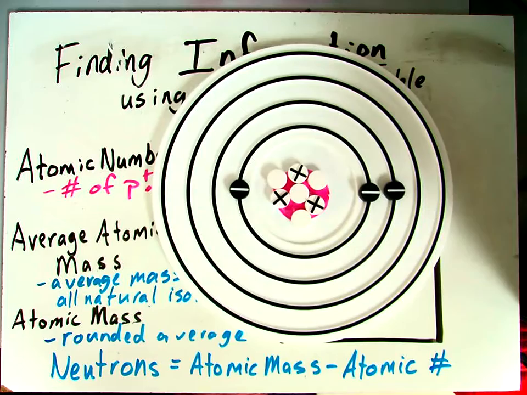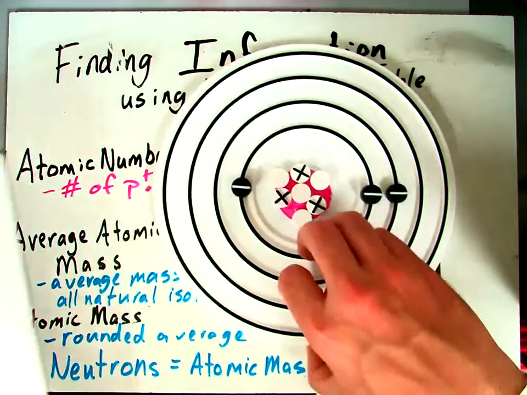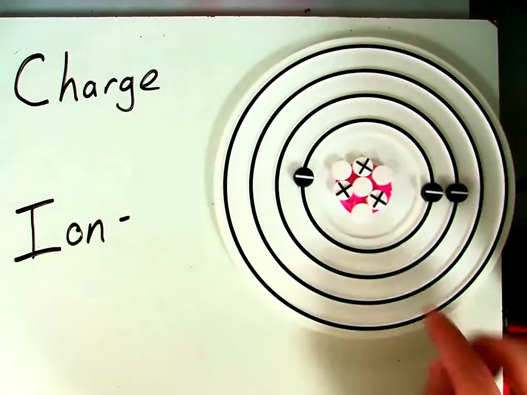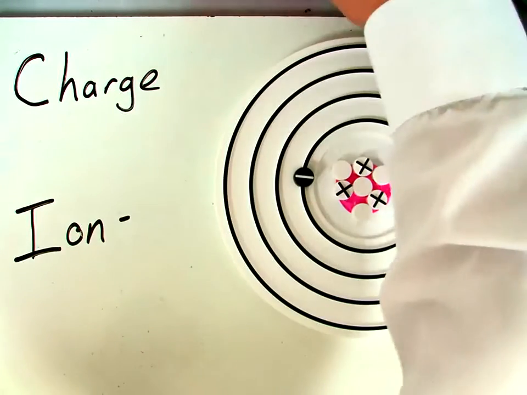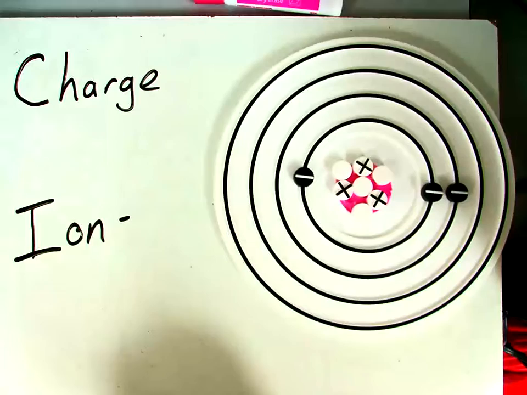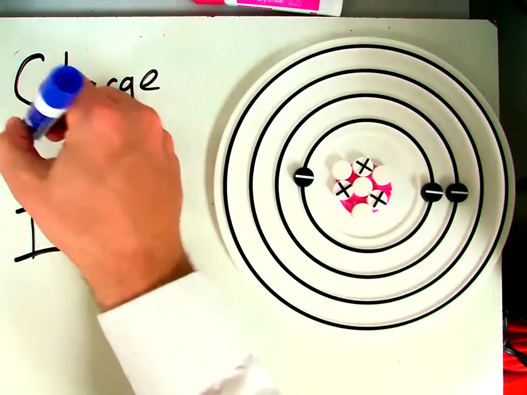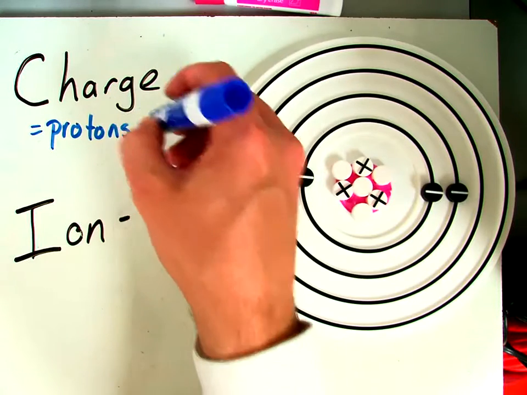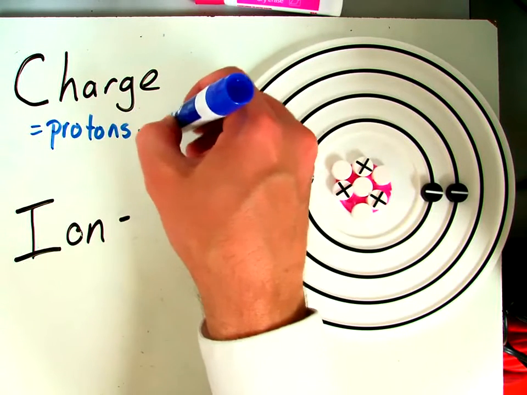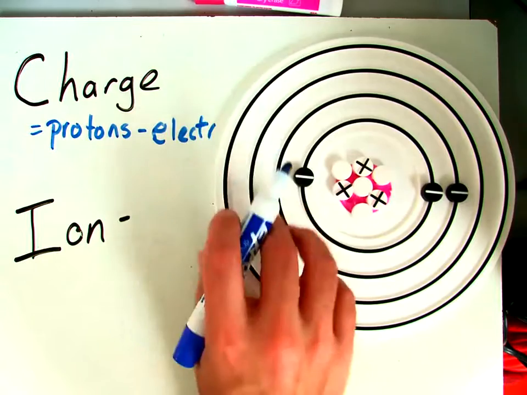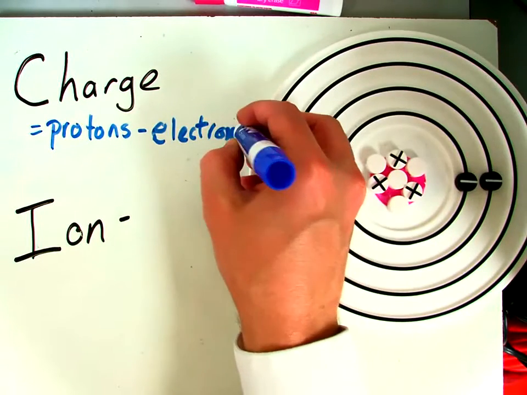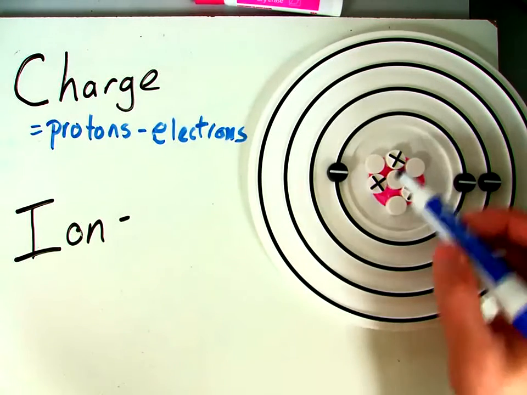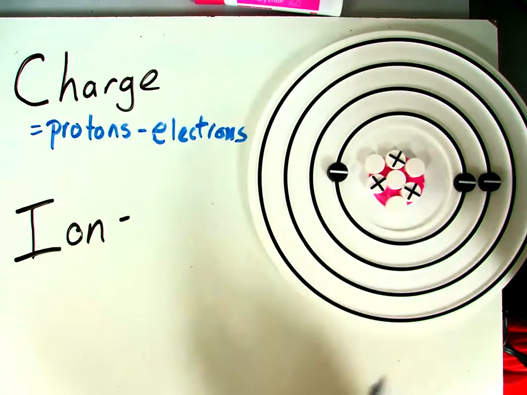So now that we're talking about electrons, we want to talk about the charge. So protons have pluses because they're positive. The total charge of an atom is going to be equal to the protons minus the electrons. So for this one, we've got 1, 2, 3, plus 3, minus 2.